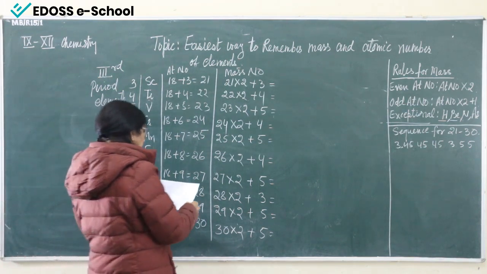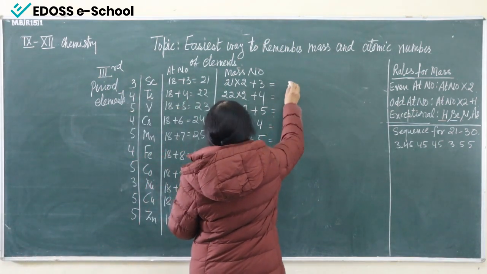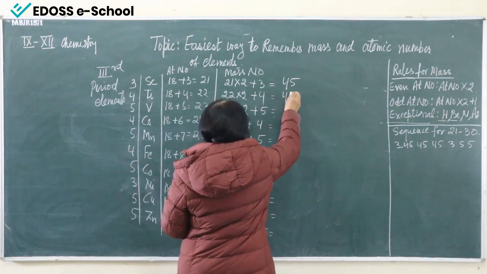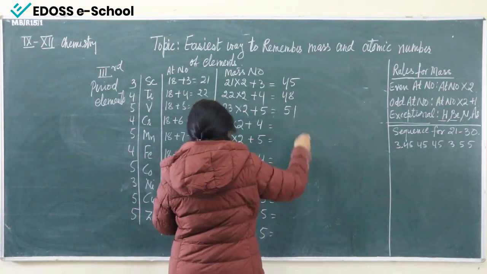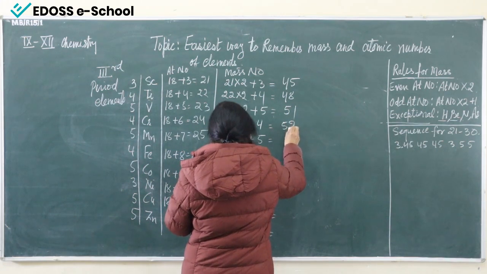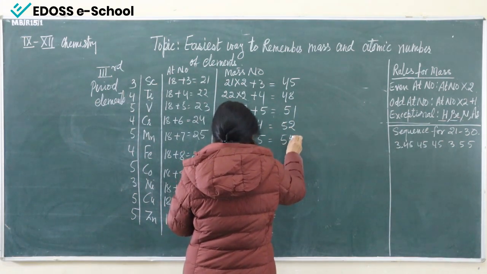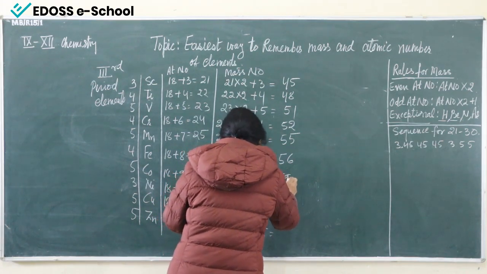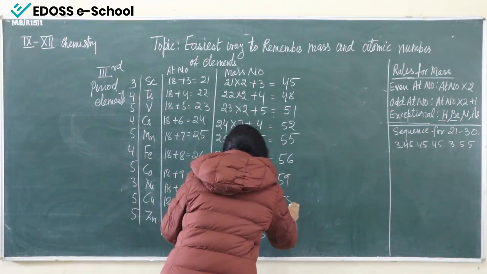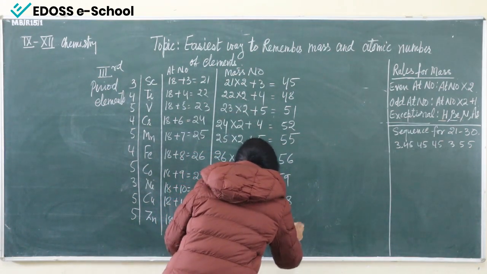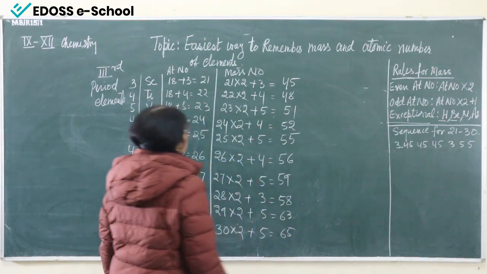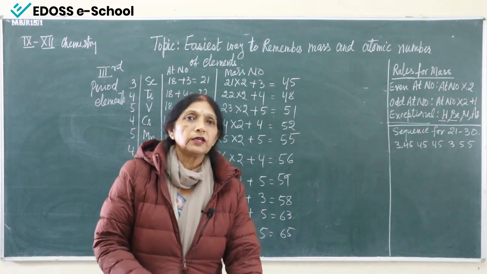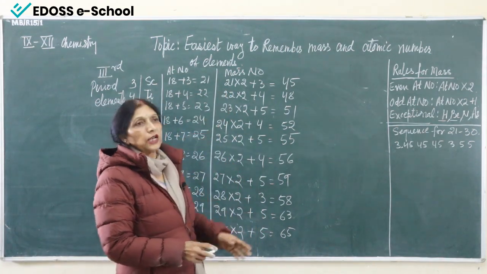Okay, after calculating we will get these values: 45, 48, 51, 52, 55, 56, 65. So in this way, in this video you have seen that it is very easy to learn the atomic number and atomic masses of different elements.